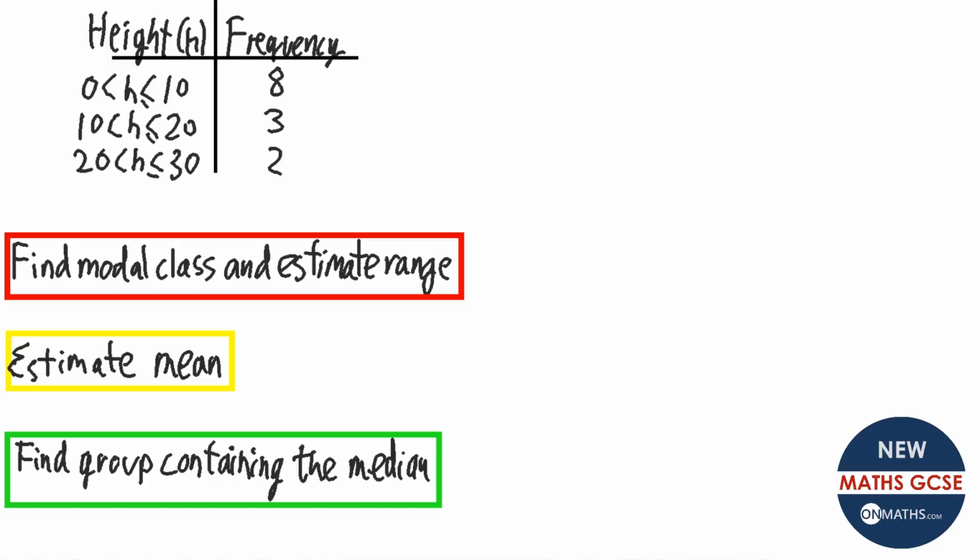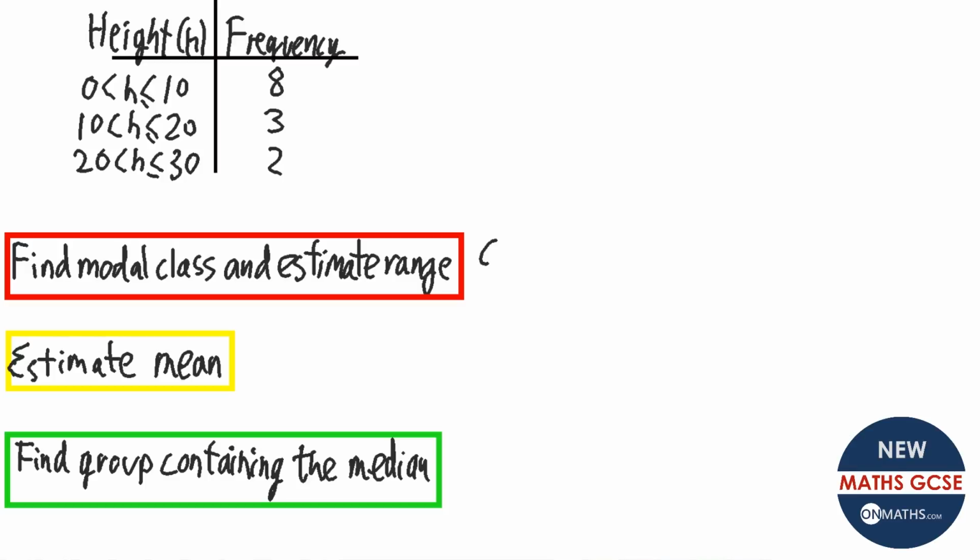So this time it's the modal class. Class just means group, so if you have a class of students, it's a group of students. So for this answer, we're looking for one of the 3 in the left-hand column. So I've got to do 0 to 10, 10 to 20, or 20 to 30. Now, looking at it, the one with the highest frequency is that first one, because it's got 8. So there were 8 between 0 and 10.